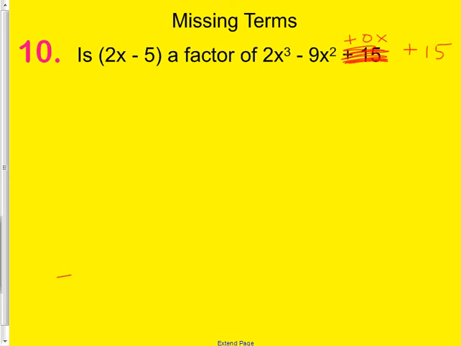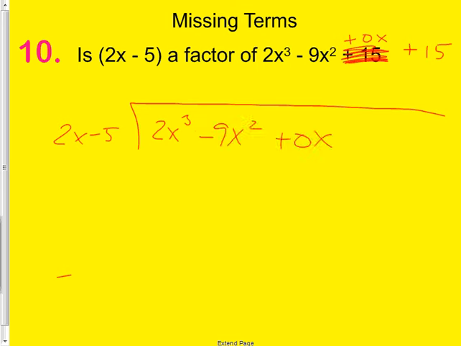All right, so here's how you do it then. 2x minus 5, it's the same exact thing now. I just have to put in the 0x in the right spot. So 2x cubed minus 9x squared plus 0x, that's my placeholder, plus 15. Now it'll work just like all the other ones.